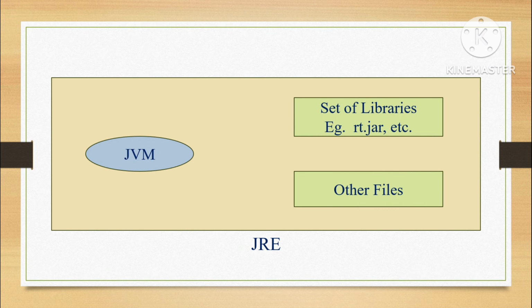This is the simple representation of JVM, JRE and JDK, where JVM is part of JRE and JRE is made up of JVM plus set of libraries plus other files, and JDK is made up of JVM plus JRE.